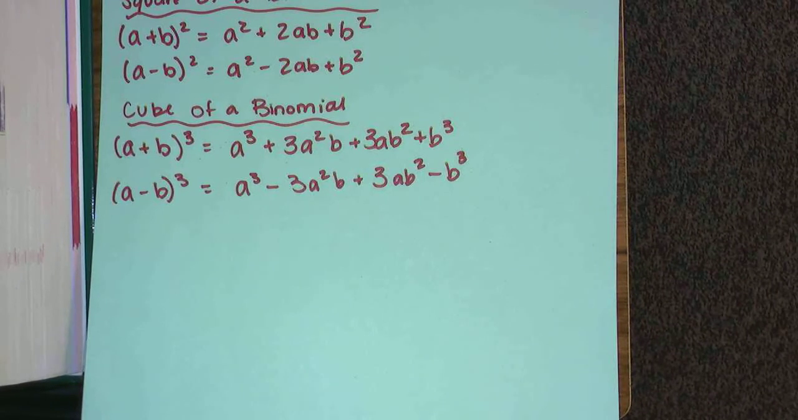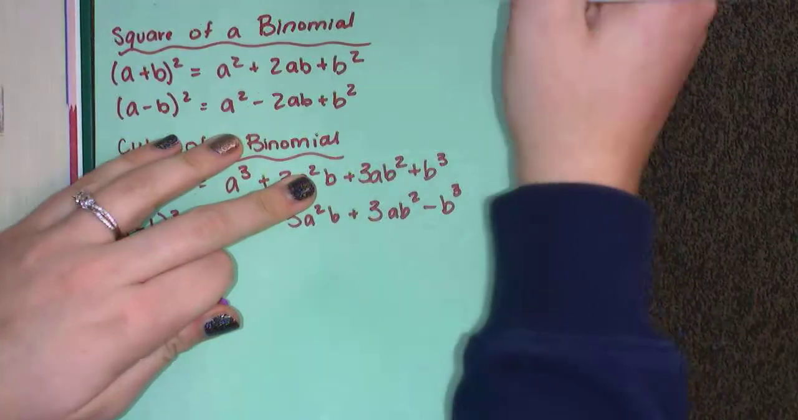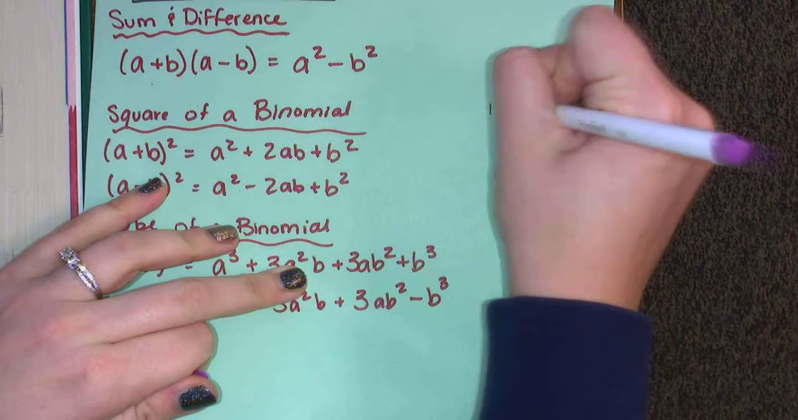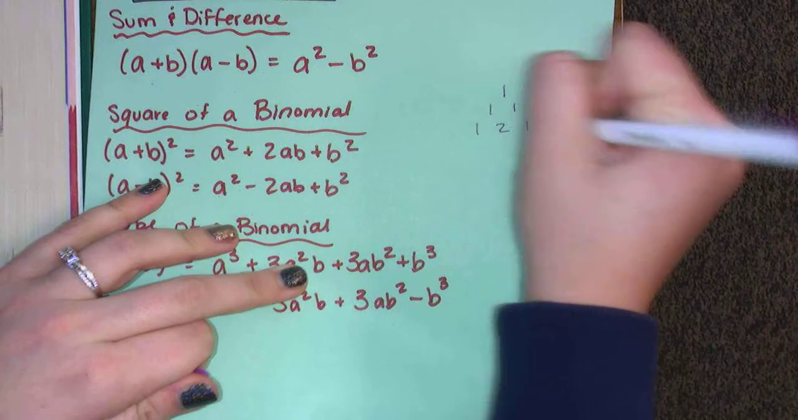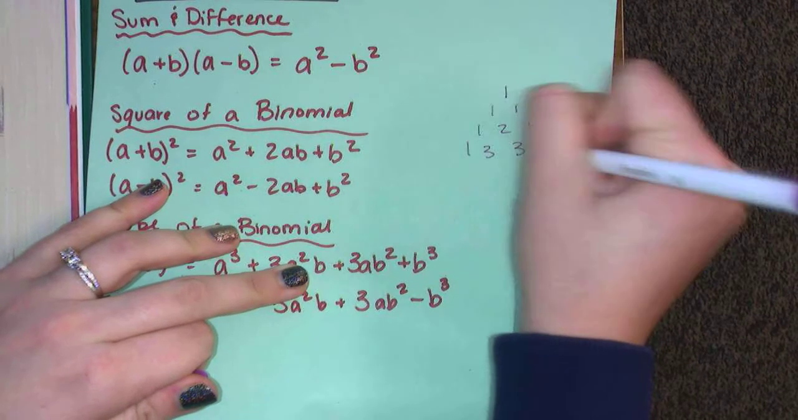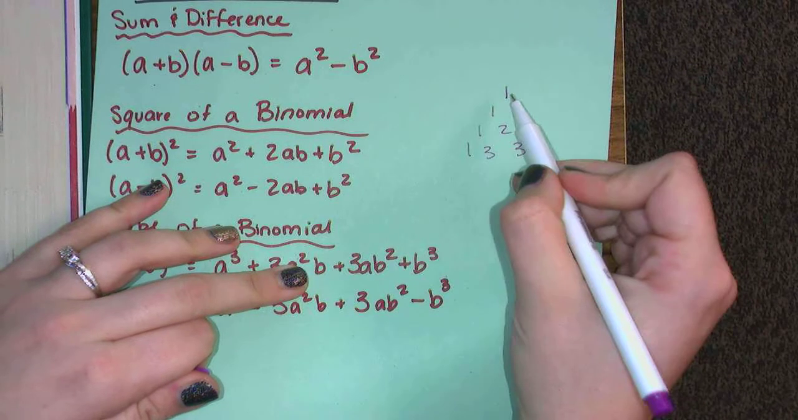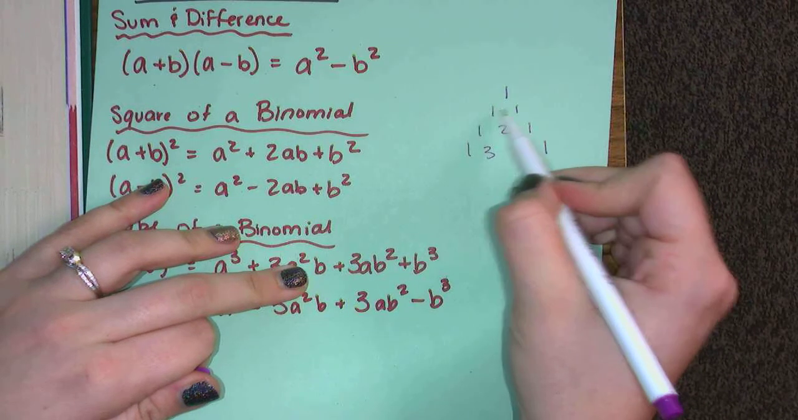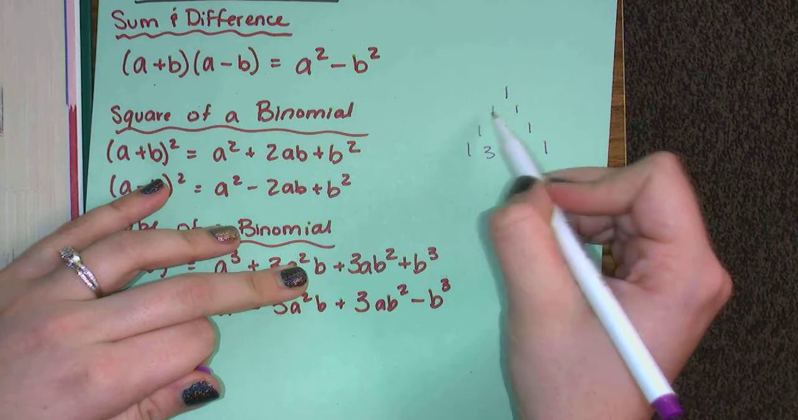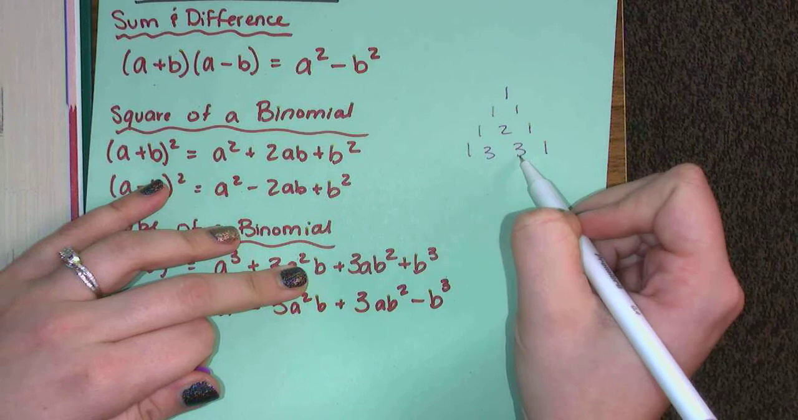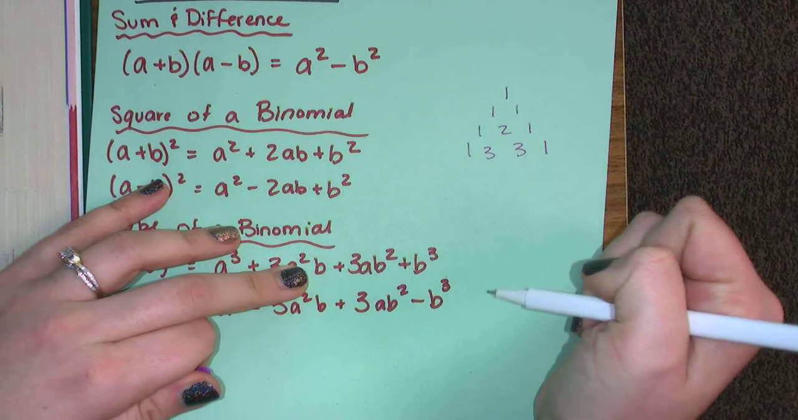But anyways, it's a triangle that follows a pattern. The triangle looks like this: 1; 1, 1; 1, 2, 1; 1, 3, 3, 1. It goes down and keeps going to infinity. Basically these two numbers add up to give you this one, and there's always ones on the outside. So these two add up to give you this, and these two add up to give you this. It keeps going and follows a pattern.